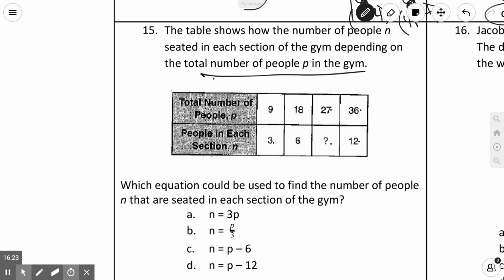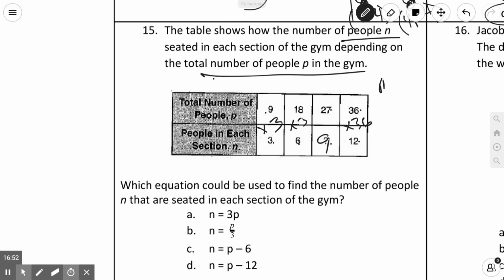So let's find the pattern here. I've got 3 times 3 is 9. 6 times 3 is 18. And 12 times 3 is 36. So let's see if that works. So we've got a multiplication pattern or a dividing pattern because they can be opposites. So let's see. N is the people. N is the people. It says it right here.